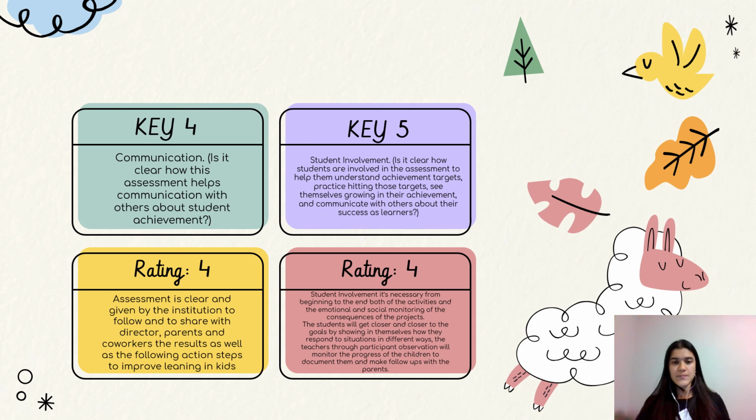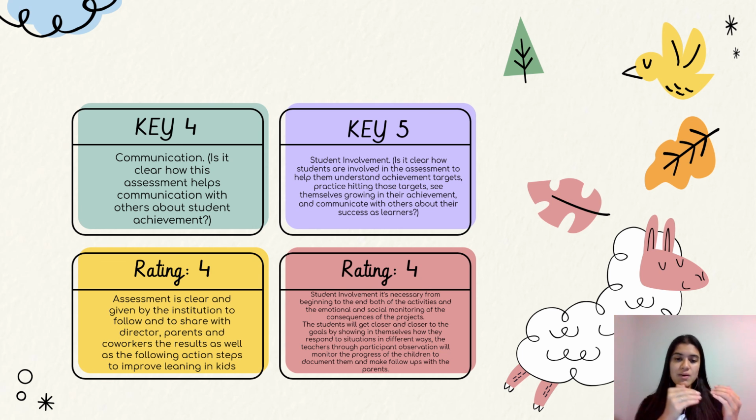The key number 4 will be communication, and the rating will be 4 because the assessment is clear and given by the institution to follow and share the results with the director, the parents, and co-workers, as well as the following action plans. And the 5th key will be student involvement. So student involvement is necessary from beginning to the end in this activity, and the emotional and social monitoring of the consequences of the projects.